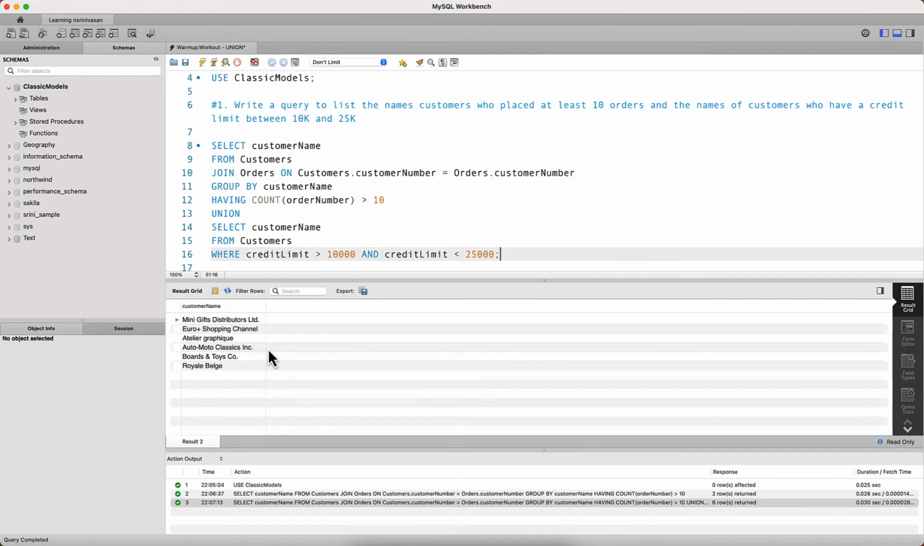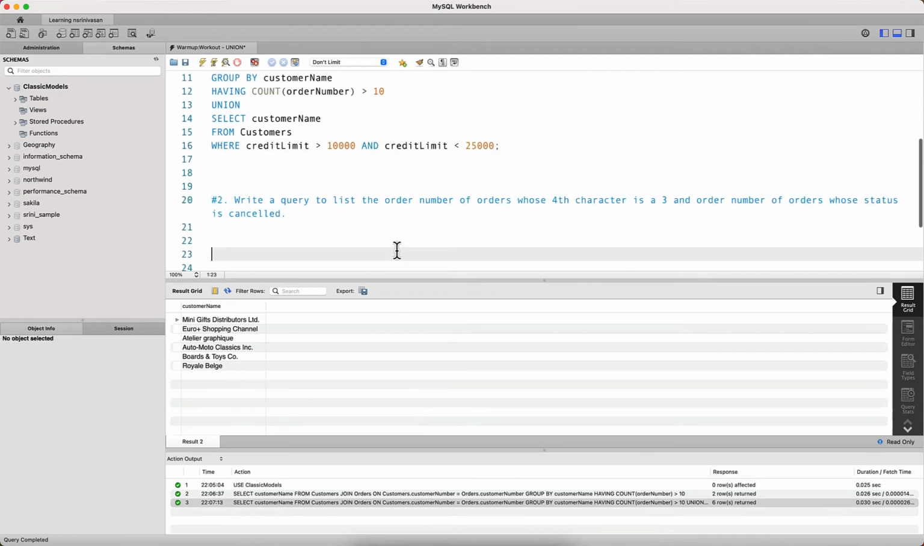Again, please note that the results of these queries are independent of each other and not dependent on each other. The results are brought together using the union clause. Another thing to note using the union clause is that if both of these queries return a set of common rows, the rows will only show up once.